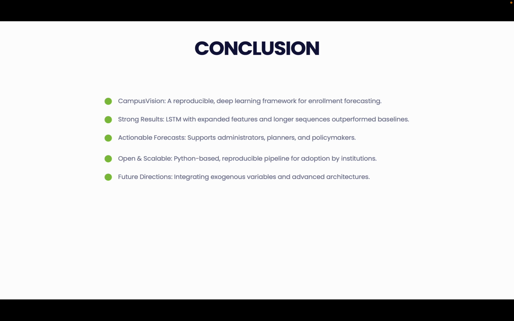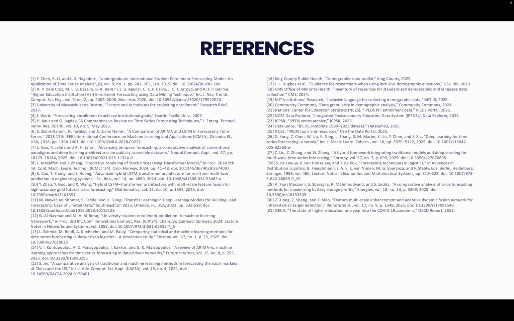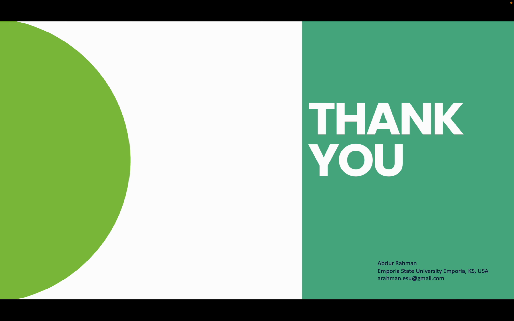Then conclusions. To wrap up, CampusVision demonstrates that deep learning can meaningfully advance enrollment forecasting, and our best models using detailed demographic features and longer historical windows not only outperformed traditional baselines but also produced forecasts that institutions can actually act on. Because the framework is open, reproducible, and scalable, it can be adapted across different colleges and universities. Going forward, we'll enrich it with socioeconomic and policy data and experiment with transformers for even stronger results. Ultimately, our goal is to help institutions use data more effectively so they can plan better and adapt in an era of constant change.